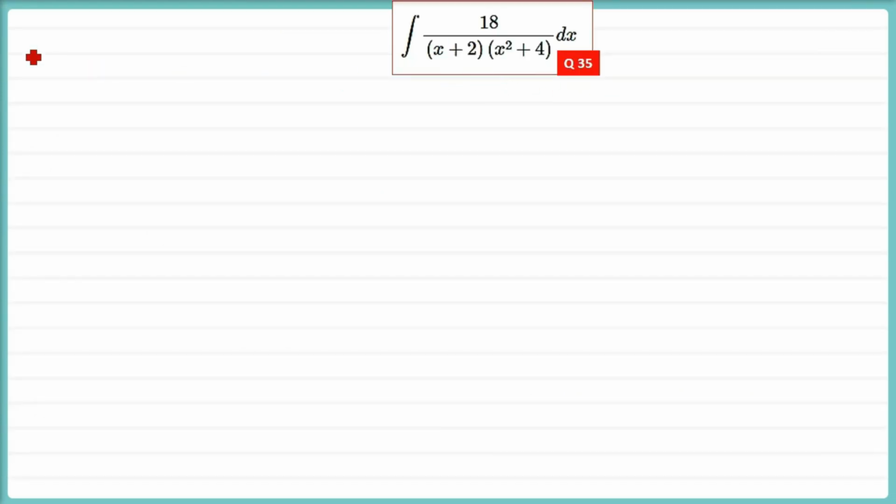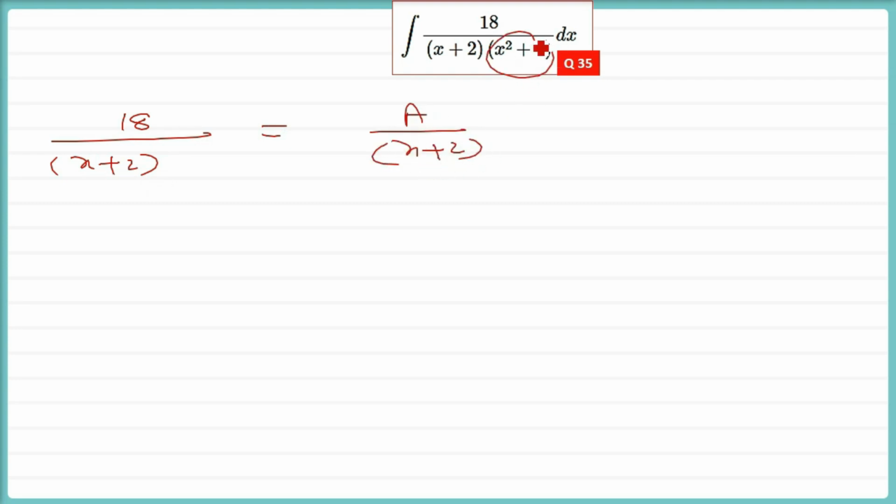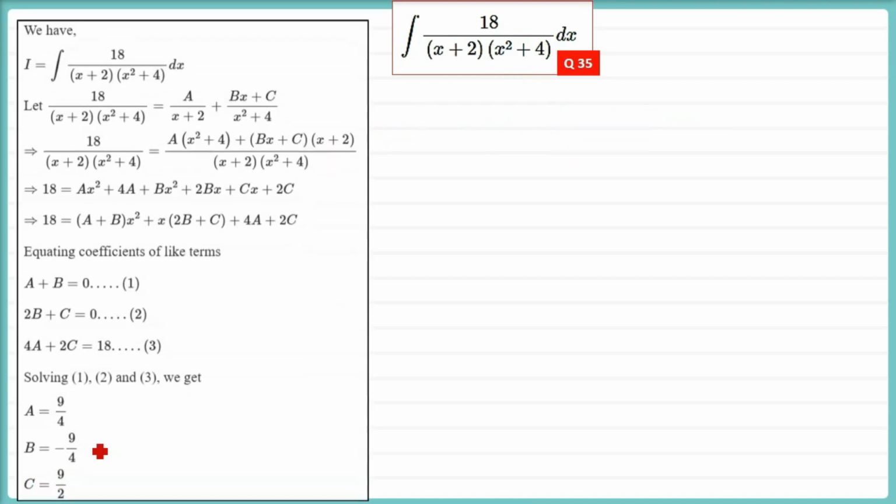Now this seems to be a typical question, but I'll just write how you have to proceed. 18 divided by x plus 2, that is x plus 2 will be regarded as a divided by x plus 2. Then x square plus 4 will be bx plus c. So you have to have a quadratic equation in the denominator. For that you need bx plus c in the numerator, and then find out a, b, c and then put it and integrate it. Now let me show you how it will be done.